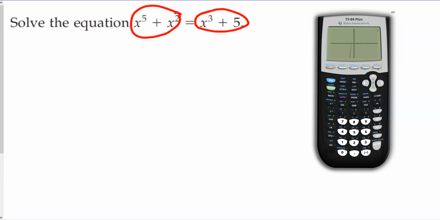I hit graph. My first graph is this saddle. The second one is another saddle. The two cross. Figure out where they cross. You hit second. Notice the up arrow in the right hand corner. That means that I actually hit the second button. Trace. Look for the intersect. That's 5. Enter, enter, enter. And my intersection point is x equals 1.424.